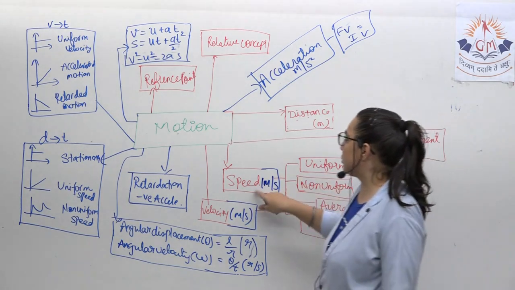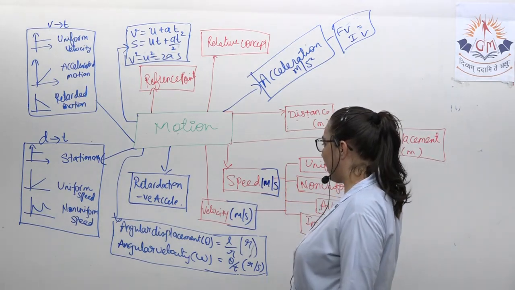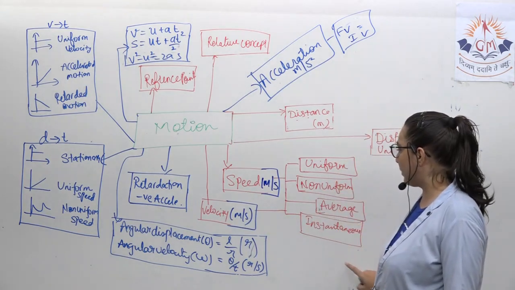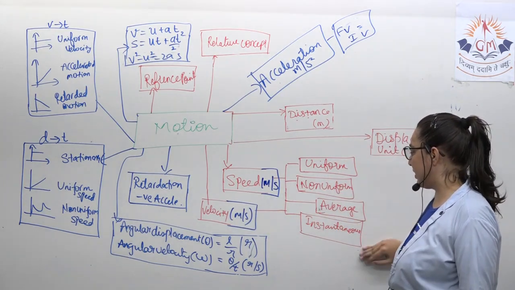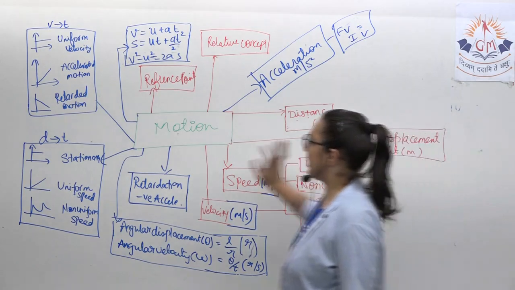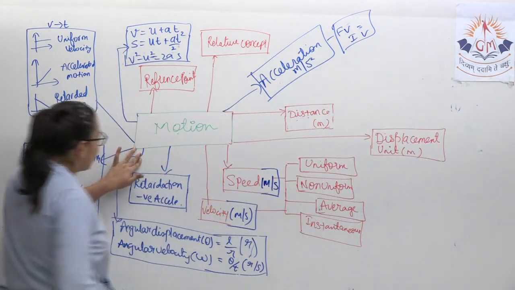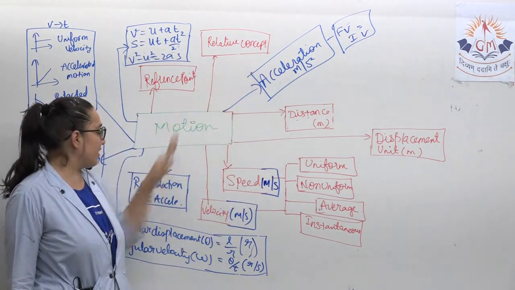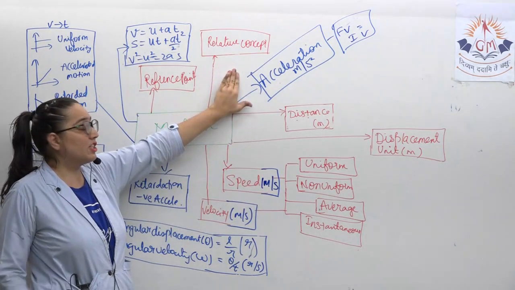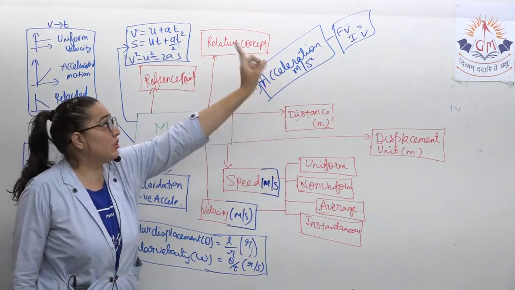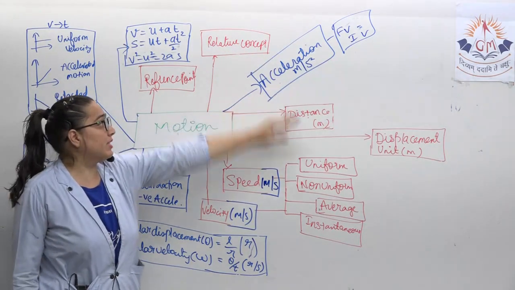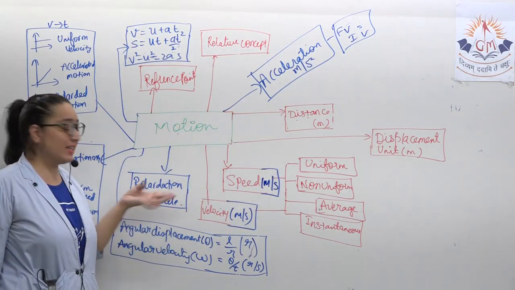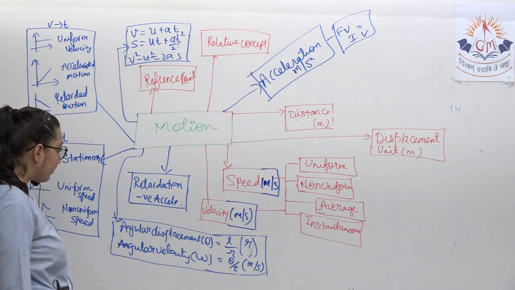Then comes the speed, its SI unit is meter per second, and it is of 4 types. Then velocity, again its SI unit is meter per second, and again it is of 4 types: uniform, non-uniform, average and instantaneous. After speed and velocity, we have acceleration and retardation. Acceleration is the change in velocity, that is final velocity minus initial velocity. And what is its SI unit? Its SI unit is meter per second square. Retardation is the same thing, that is negative acceleration.